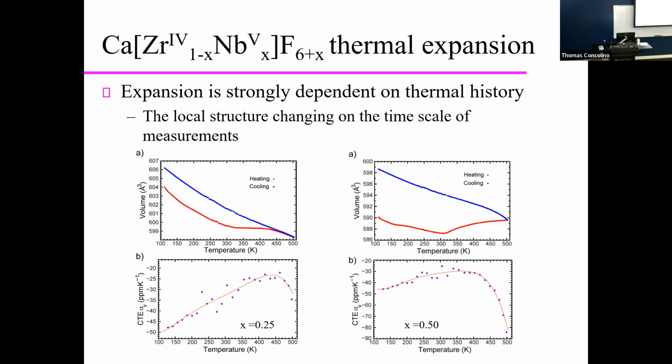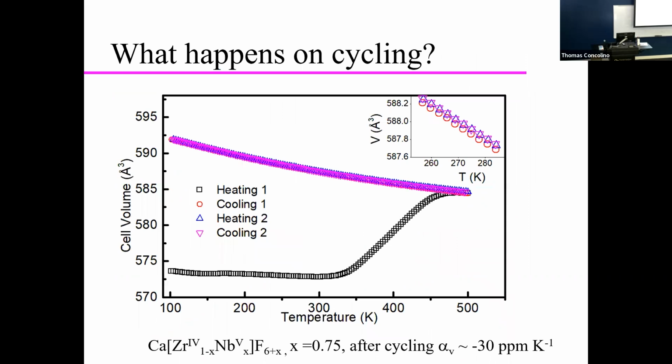Complete mess. And you'll notice negative thermal expansion for x equals 0.25, and negative thermal expansion for x equals 0.5 on this second cycle, this cooling cycle. And I'll show you x equals 0.75 later, also negative thermal expansion. Basically, the excess fluoride once there at interstitials is not taking us from negative to positive thermal expansion. Okay, well, what happens if you do multiple cycles?